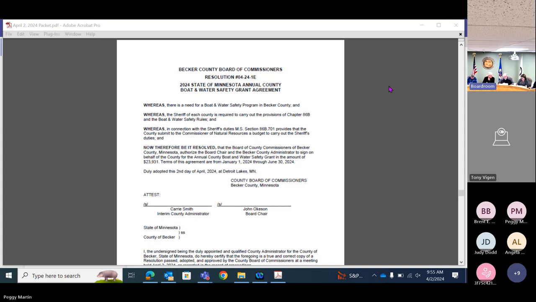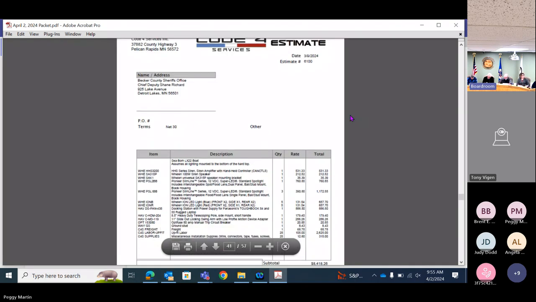I'll make a motion to approve 1E. Motion by Dave, a second? Second by Erica to approve Resolution 1E. Further discussion? Hearing none, all in favor say aye. Aye. Carried.